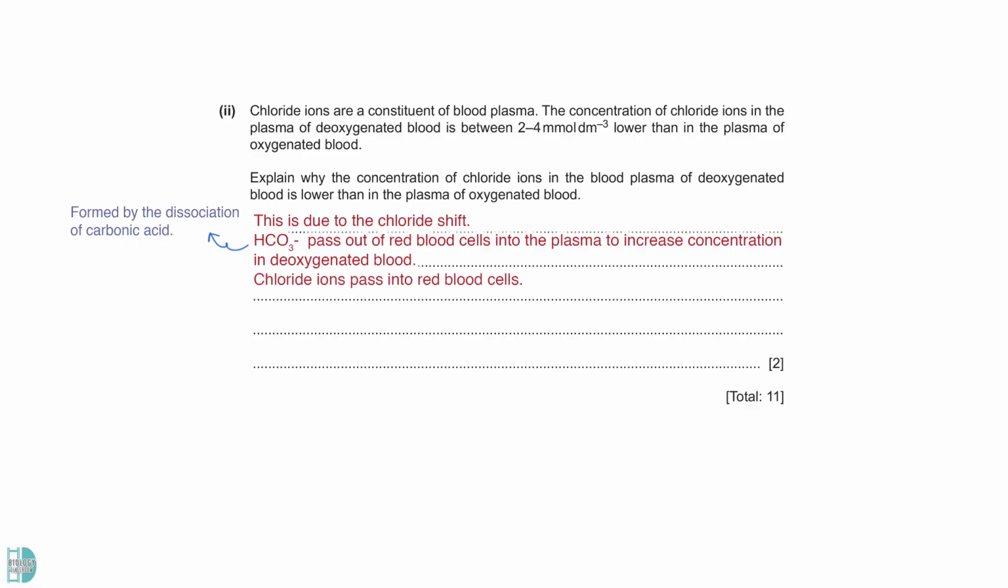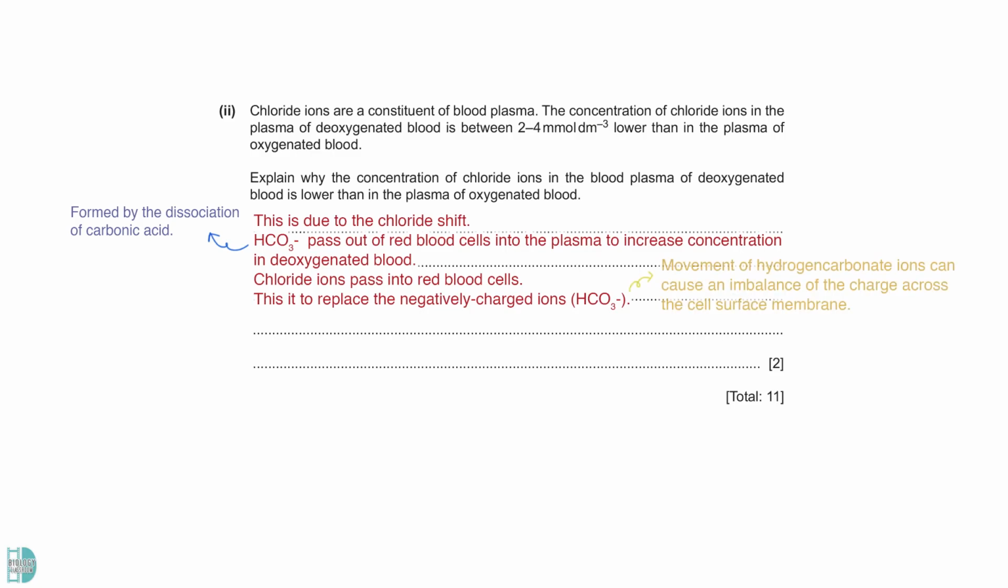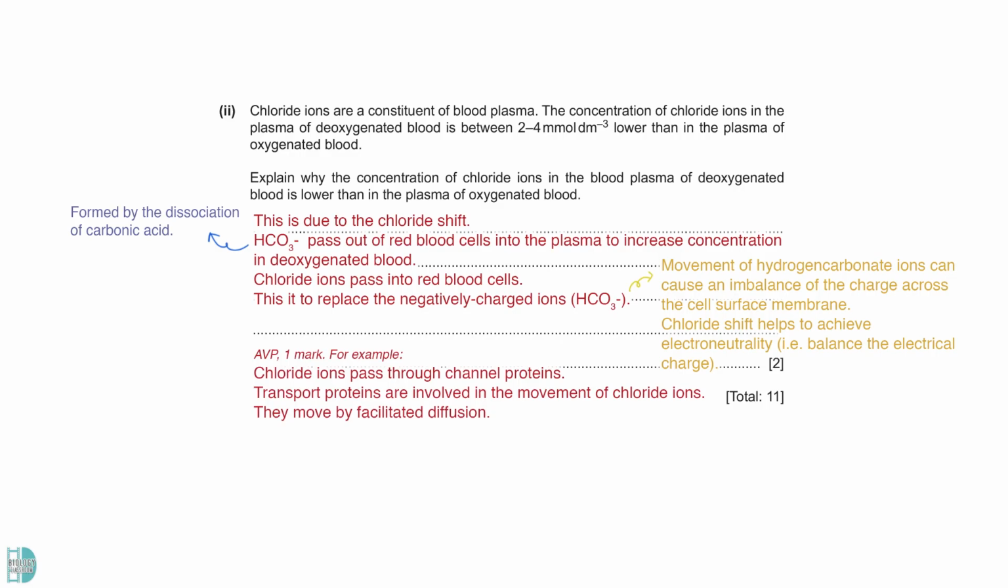plasma will pass into red blood cells to replace the negatively charged ions. This is important because we do not want the movement of hydrogen carbonate ions to cause an imbalance to the charge across the cell surface membrane. Chloride shift helps to achieve electrical neutrality, which ensures the stability of the membrane. There is a mark for AVP. For example, you can state the method chloride ions pass through the cell surface membrane.